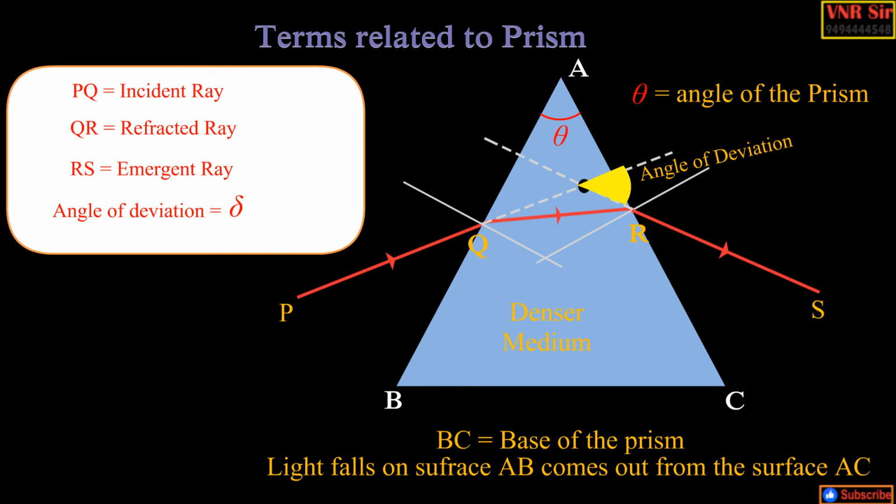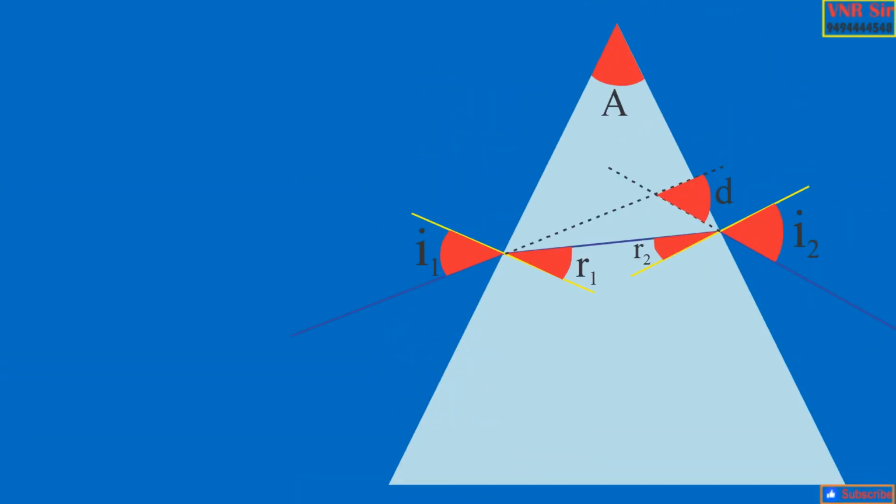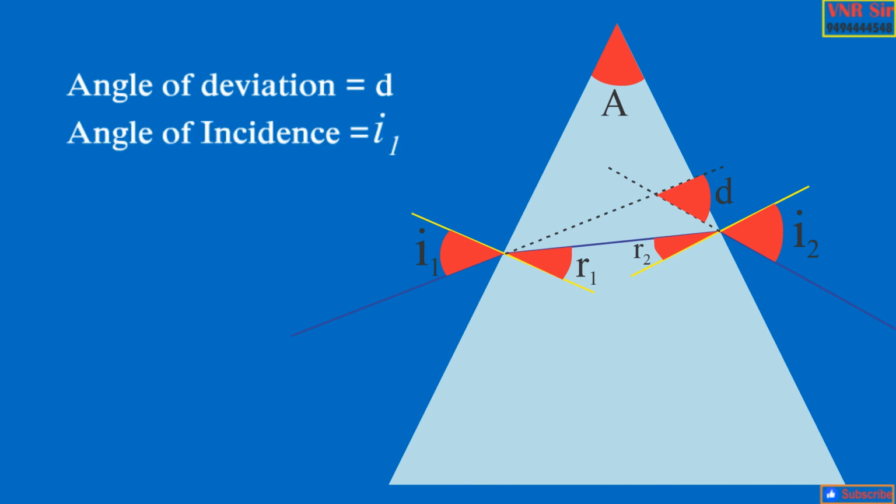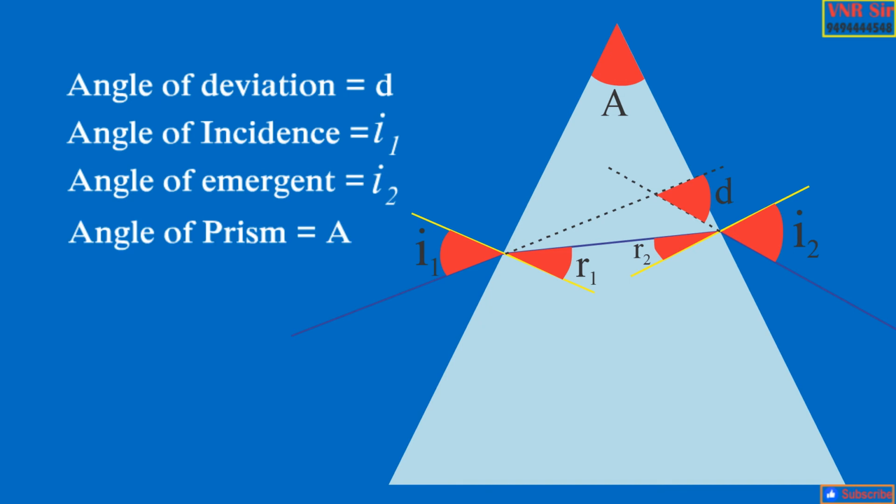The angle made by the incident ray with the normal at surface AB is taken as I1, the angle of refraction at surface AB is taken as R1, the angle of incidence on surface AC is taken as R2, and the angle of emergence is taken as I2. Let us derive the relation between the angle of deviation and the angle of incidence, angle of emergence, and angle of the prism. In this diagram, A is the angle of the prism and small d is the angle of deviation.